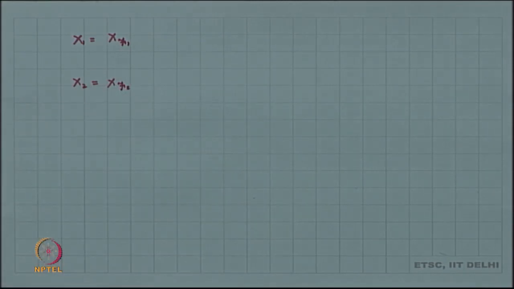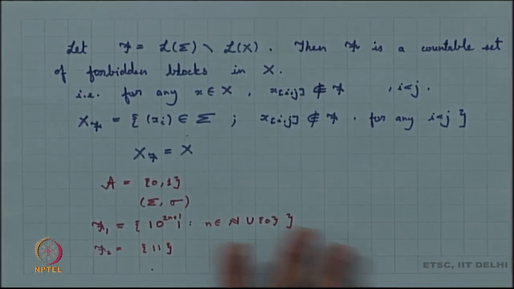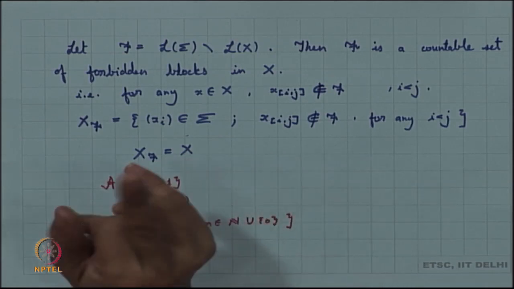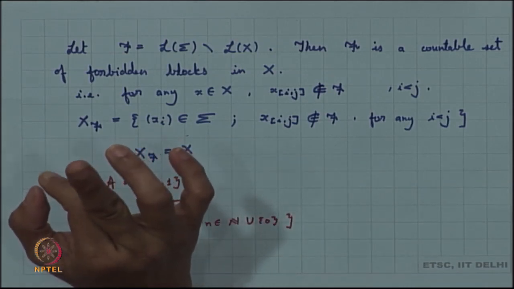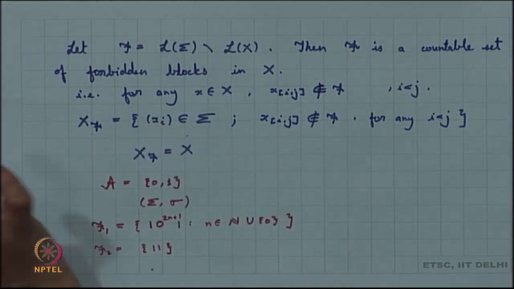So what is your X F1? Now again come back to this factor. What are all the blocks which are forbidden? We are looking into all words of length, so we are looking into sequences over zeros and ones. For sequences over zeros and ones, the forbidden blocks are two ones separated by an odd number of zeros.